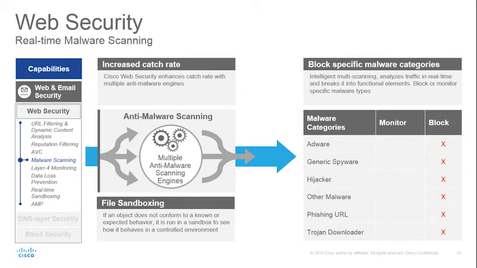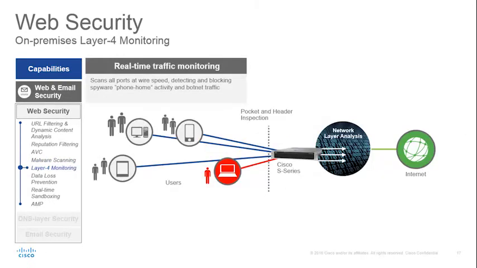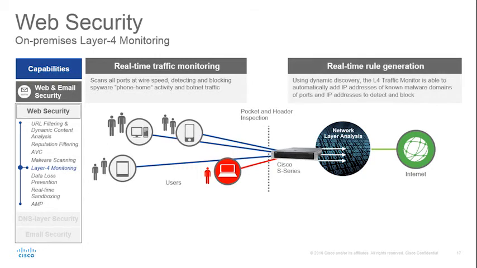Cisco Web Security also delivers advanced traffic monitoring on premises. Available on premises, the Integrated Layer 4 or L4 Traffic Monitor scans all network ports, detecting and blocking spyware activity. By tracking all network ports, the L4 Traffic Monitor effectively stops malware that attempts to bypass protected ports. In addition, the L4 Traffic Monitor is able to dynamically add IP addresses of known malware domains to its list of ports and IP addresses to detect and block.